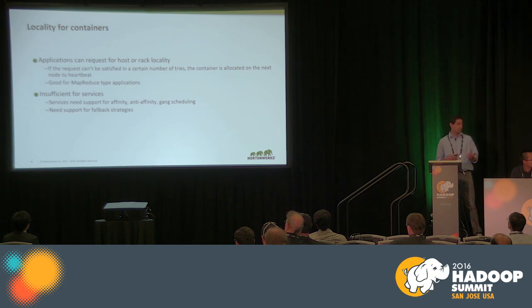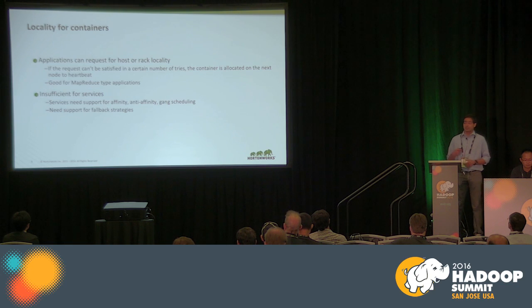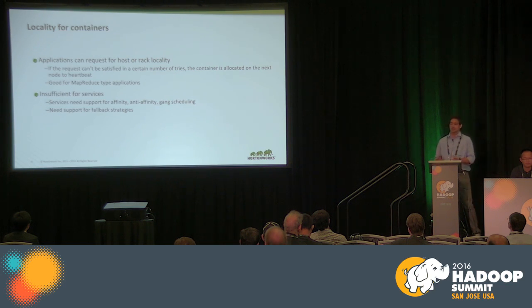A model would be, for example, Spark, which needs to talk to HBase: you want to be able to say, get me a container close to the HBase region server, but if you can't get it in a few seconds or a minute or 2 minutes or whatever, fall back to another strategy where you say, OK, give me one on the same rack or something like that.